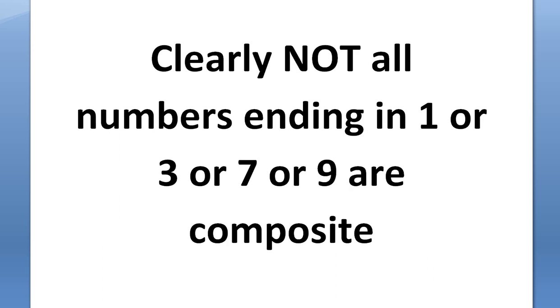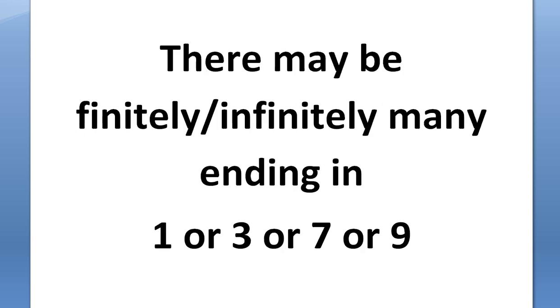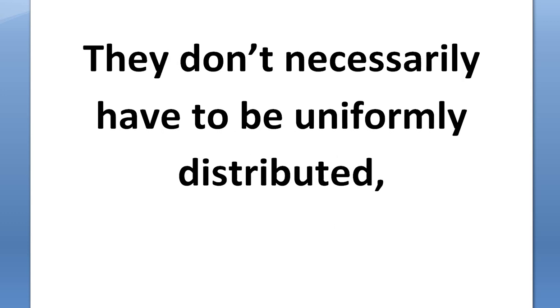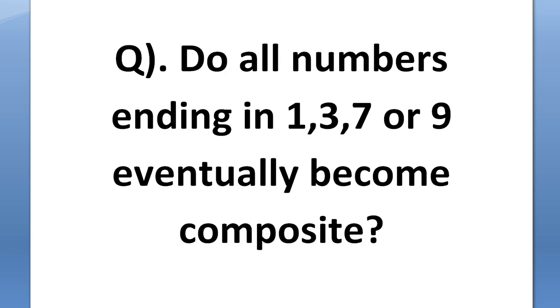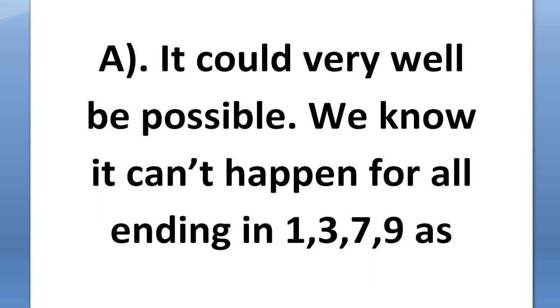Clearly not all numbers ending in 1 or 3 or 7 or 9 are composite. There may be finitely or infinitely many ending in 1 or 3 or 7 or 9. They don't necessarily have to be uniformly distributed, i.e. on average roughly 1/4 of all primes end in 1, and same for 3, 7 and 9. Question: do all numbers ending in 1, 3, 7 or 9 eventually become composite?